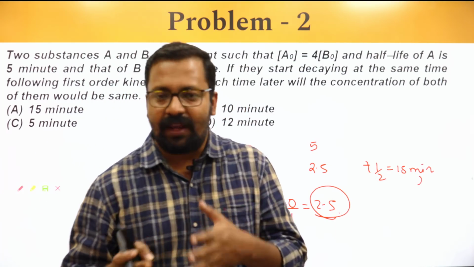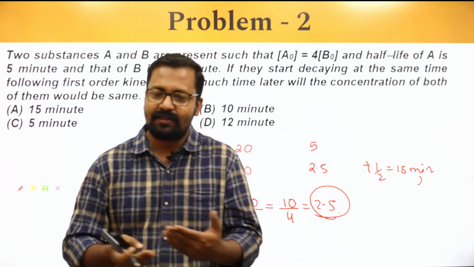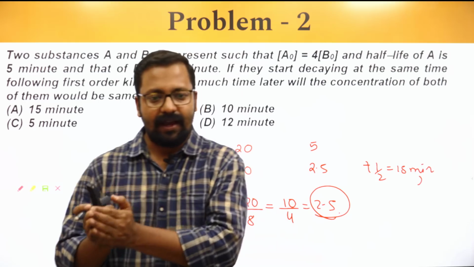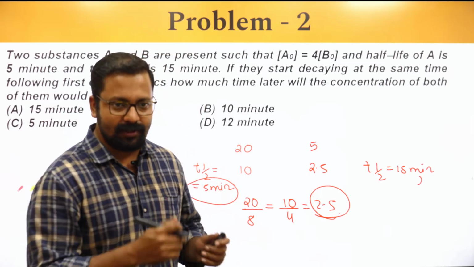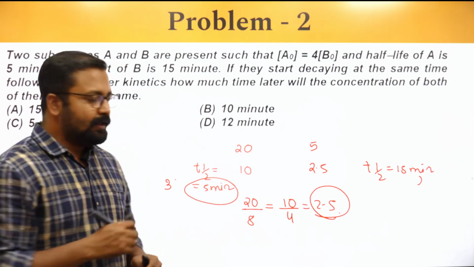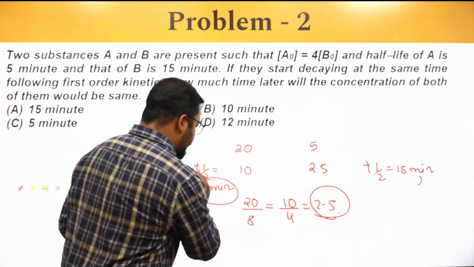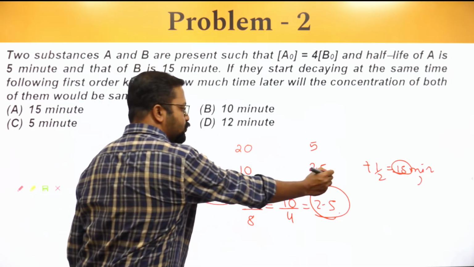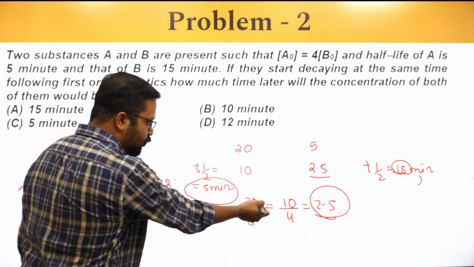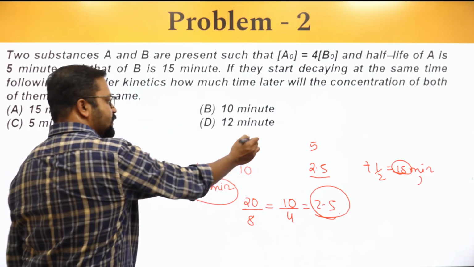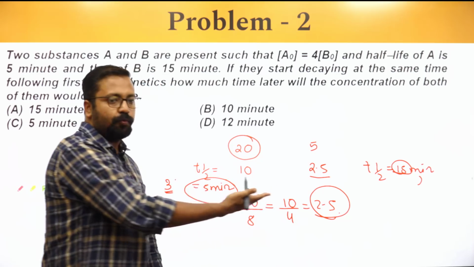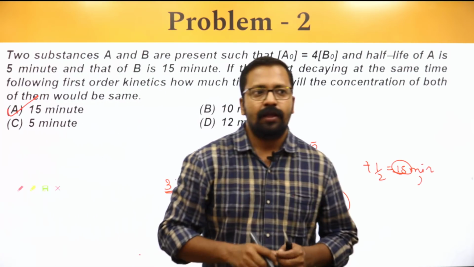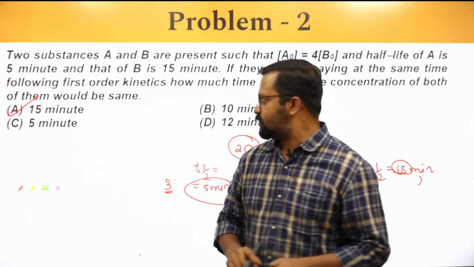That's a very incorrect way of discussing this, because there was some network issue. I had to move out. So the right answer to the question is 15 minutes, because at 15 minutes this will reduce to 1 by 8 of whatever is the initial amount, that will turn out to be 2.5. The right answer should be 15 minutes.